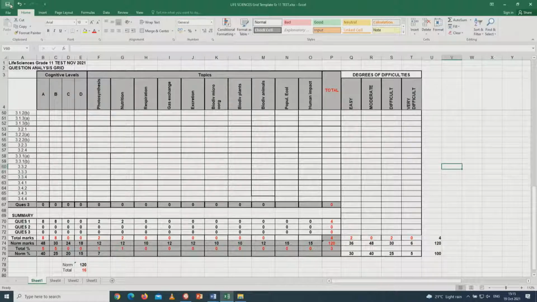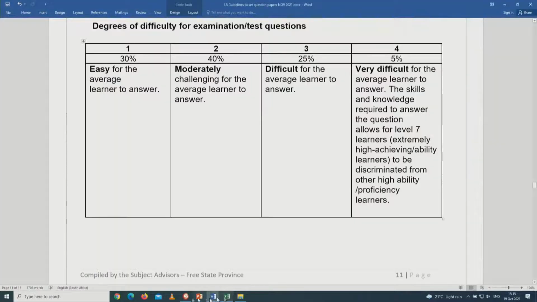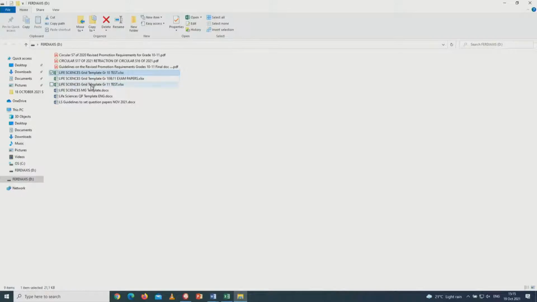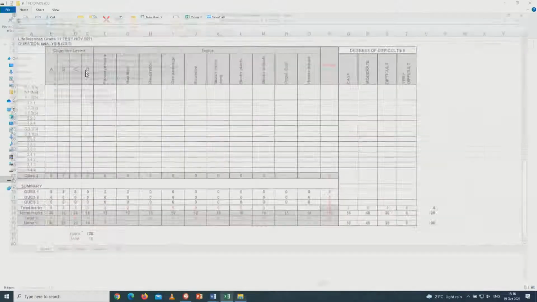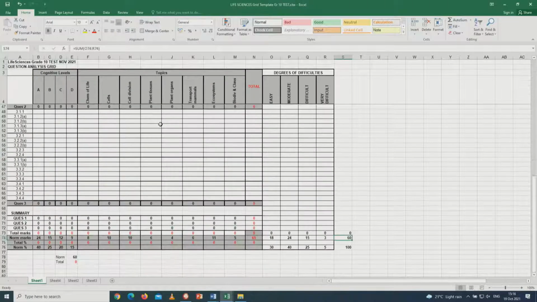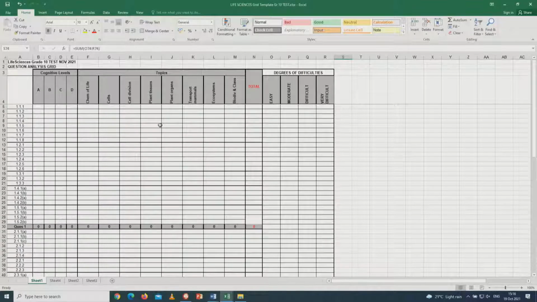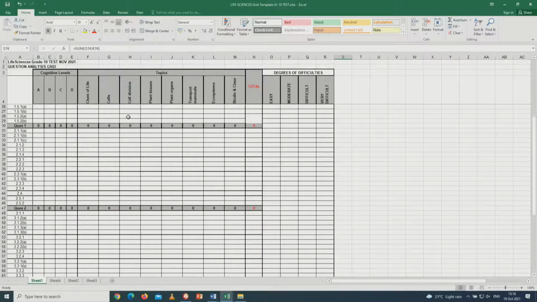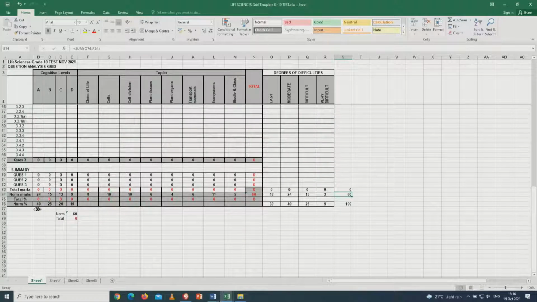I'm not going to save this because I want to send you a clean one. If you go to the 60 marks for grade 10, there's the test grid, that was the grade 11 test. Let us just see. Yes, here's the one for grade 10. Same story, same principles, but down here it's out of 60 for the grade 10 test.